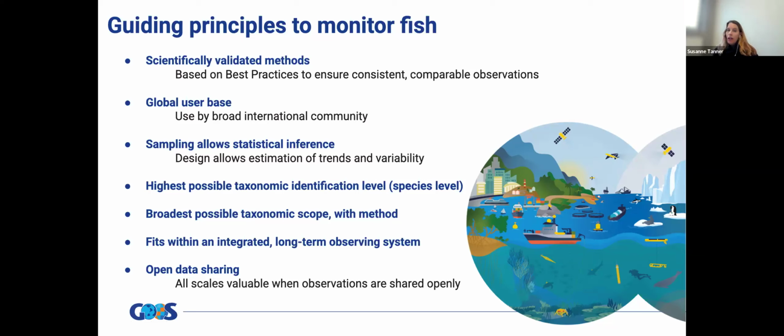Where possible, we should aim for the highest taxonomic identification level, ideally to species, and the broadest feasible taxonomic scope, meaning that all species detectable by a chosen method are identified. This maximizes the utility of observations for multiple applications. And observations should fit within an integrated long-term observing system, with contributions at all spatial scales becoming especially powerful when shared openly. Next, please.